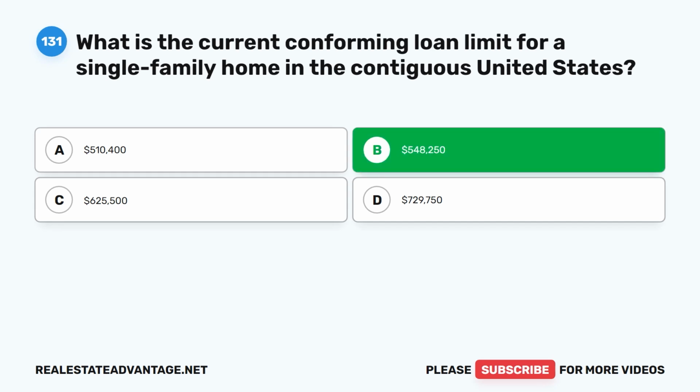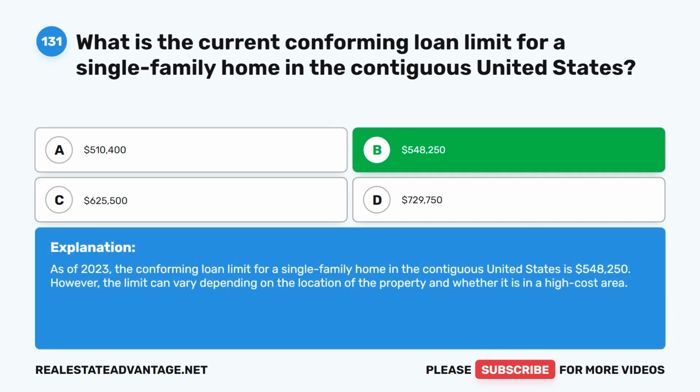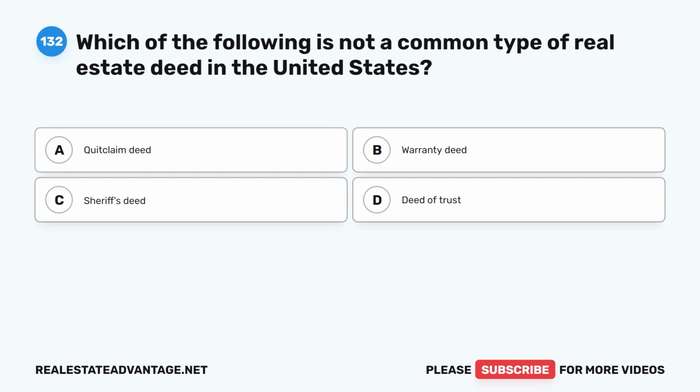$729,750. The correct answer is B. $548,250. As of 2023, the conforming loan limit for a single-family home in the contiguous United States is $548,250. However, the limit can vary depending on the location of the property and whether it is in a high-cost area. Question 132. Which of the following is not a common type of real estate deed in the United States?